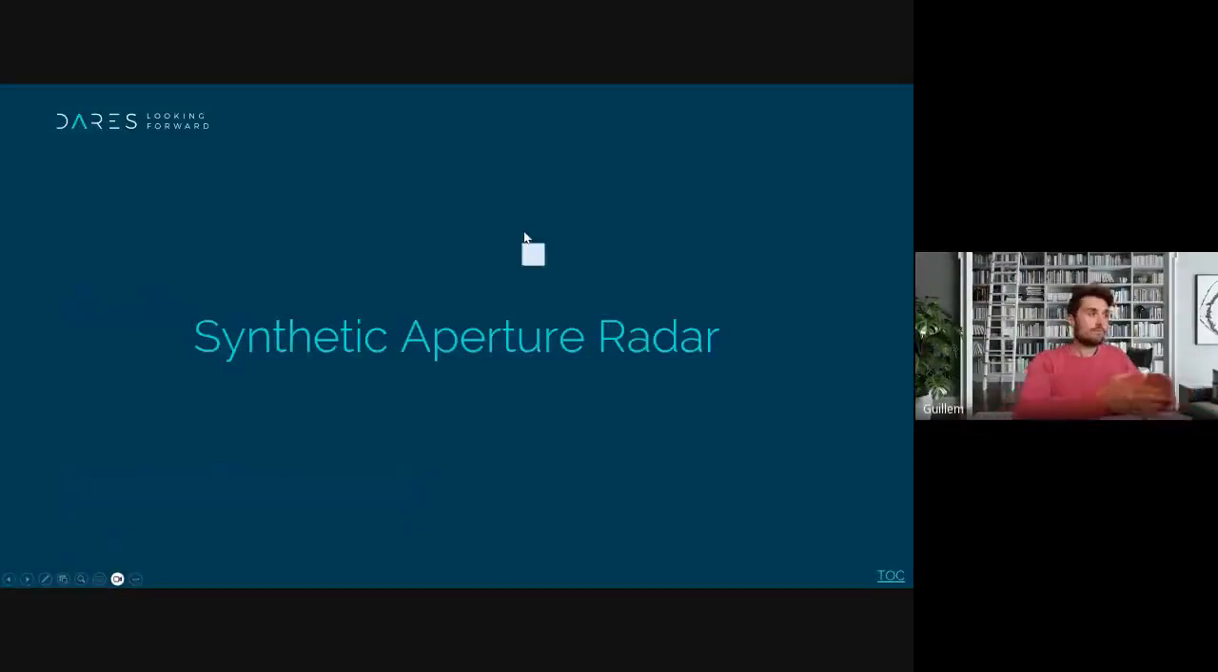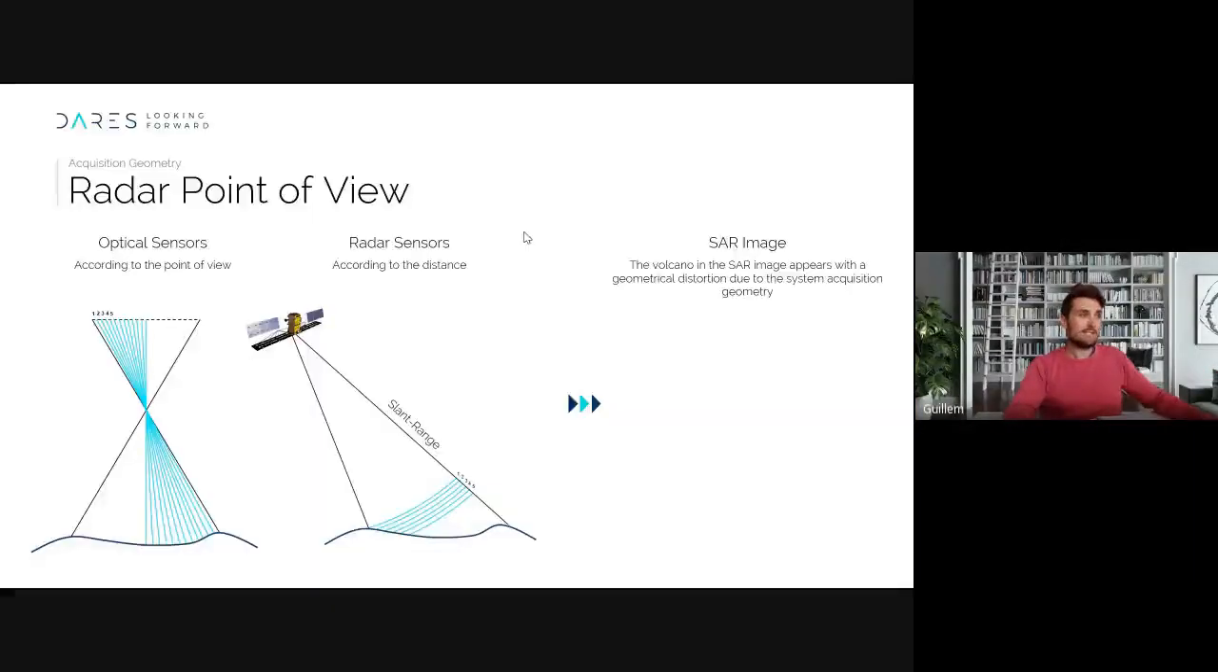So we work with radar images. Actually, in InSAR, we work with synthetic aperture radar images. These are radar images that take advantage of the movement of the satellite, because it's orbiting the Earth, to simulate a larger antenna and to increase the spatial resolution. This is what we call synthetic aperture radar.